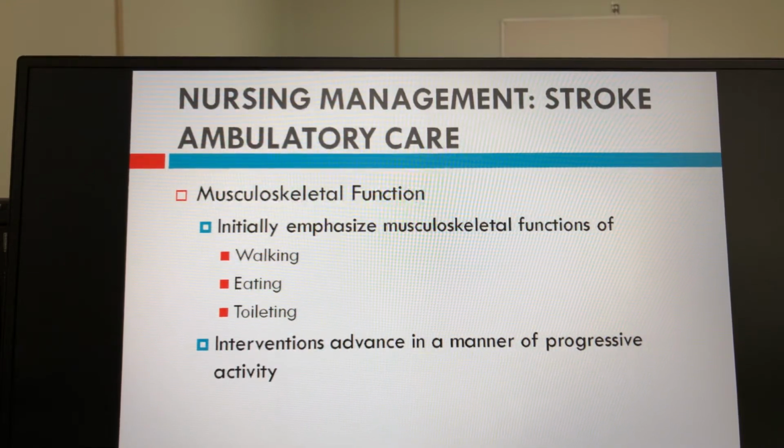The rehabilitation nurse has to assess the musculoskeletal function of the patient. They assess rehab potential, physical status, complications, cognitive status, family resources.